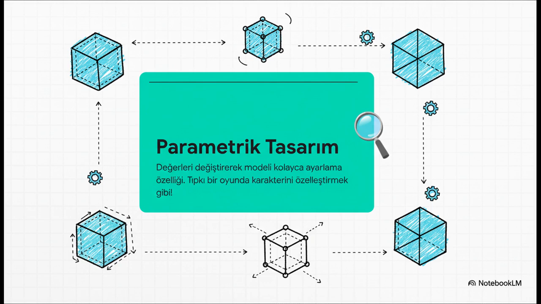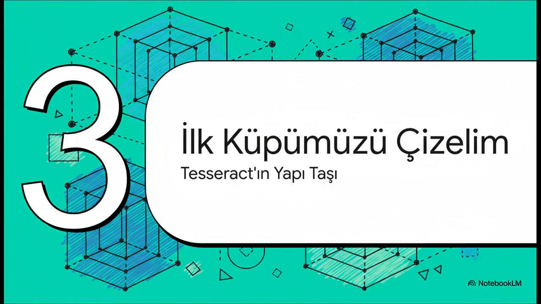You know what the most powerful part of OpenSCAD is? It's parametric. That means you control your model using numbers. It's just like customizing a character in a video game. You just change a few numbers, and you can instantly adjust your model's size, shape, well, everything. All right, we know our tool, so it's time to get our hands dirty. Let's start building our tesseract by coding its most basic part, our very first cube.